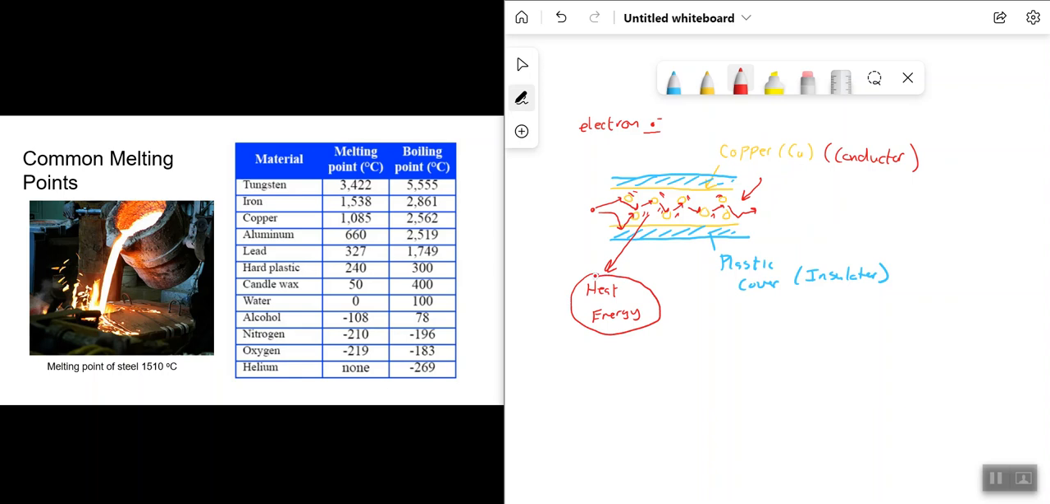So melting points and boiling points are very important properties, because you don't want to, for example, make a saucepan handle out of candle wax, because it's just going to melt. You also don't want to use hard plastics in materials that are going to be in contact with temperatures over 240 degrees. That's why it's important that we understand melting points and boiling points, because we use these materials to construct things in the world around us, and the properties allow us to build those objects.